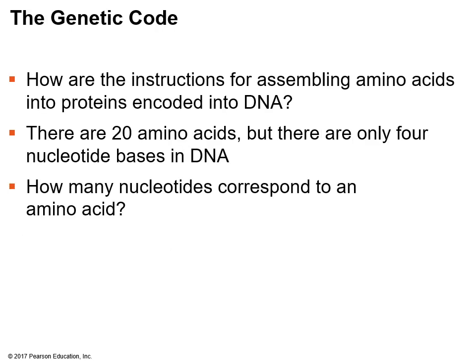So how are the instructions for assembling amino acids into proteins encoded into DNA? Remember, amino acids are going to be the building blocks of proteins. Amino acids are also called the monomers of proteins, the proteins being the polymers. There are 20 amino acid building blocks, but there are only 4 nucleotide bases in DNA: A, G, C, and T. How many nucleotides correspond to an amino acid? So right off the bat, it's going to be more than 1.